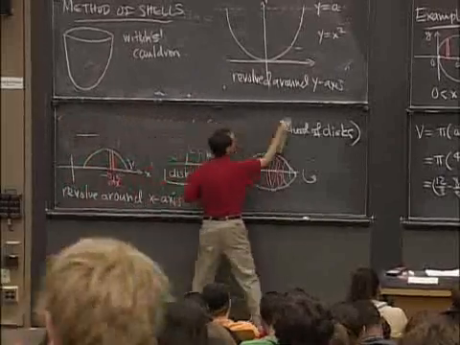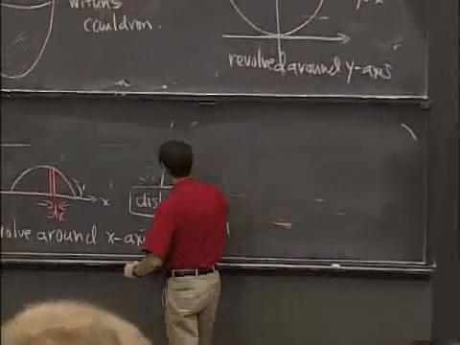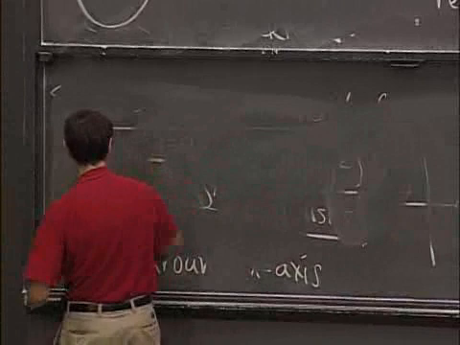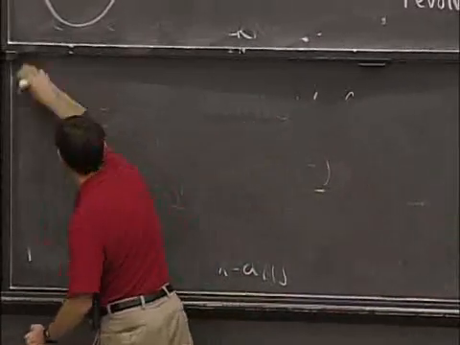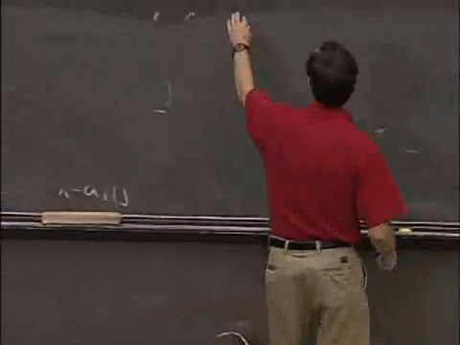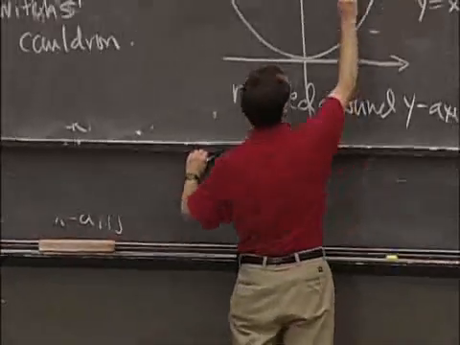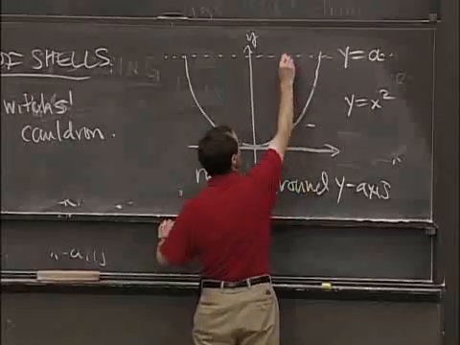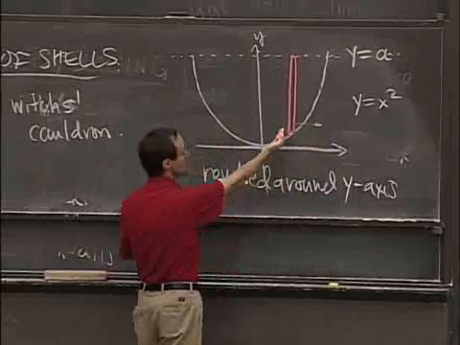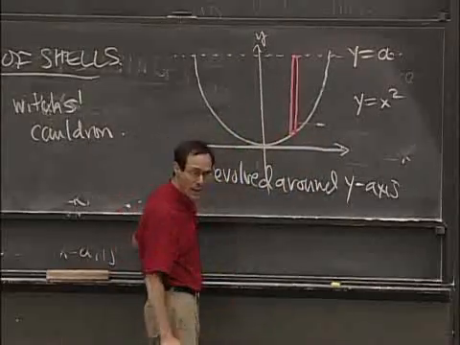Now, I'm going to use the same kind of slicing that I did before, but it's going to look totally different. Namely, I'll draw it as in red again. I'm going to take a little slice over here, and now I want to imagine what happens if it gets revolved around the y-axis.